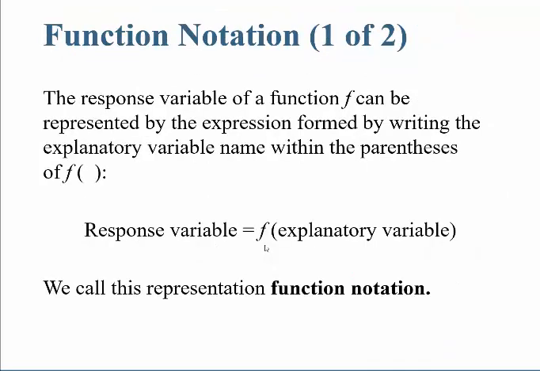Okay, some important things. Now we want to get into modeling. The response variable function can be represented by the expression formed by writing the explanatory variable name with the parentheses of f of parentheses here. So the response variable is equal to f of the explanatory variable. This could be x or this could be t. We use a lot of t in this class. So we call this representation function notation. Your response variable is equal to f of the explanatory variable.